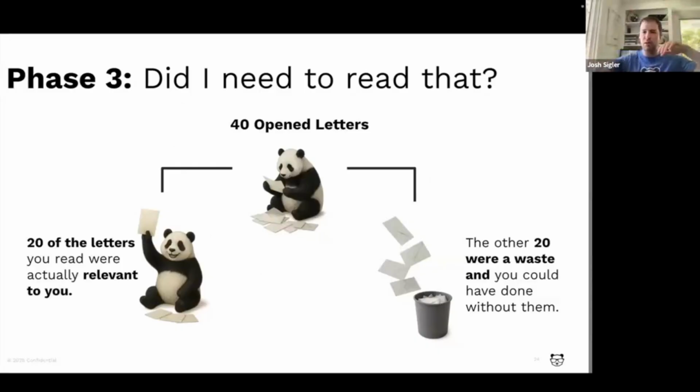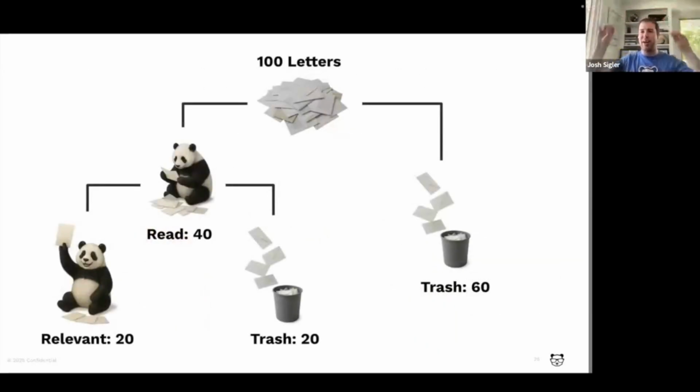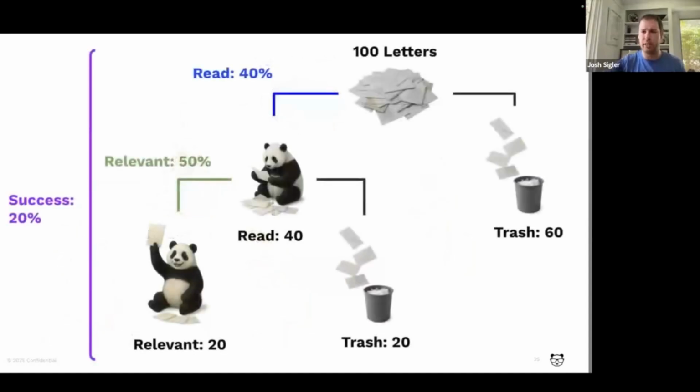So we started at a level of 100 letters at the top when you opened your mail. You read 40, 20 of them were relevant, 20 went into the trash. Now, if we start to look at some conversion metrics here, you could begin to have some KPIs. You could say, I had a 40% read ratio of my mail. I had a 50% relevancy, because of the 40 that I opened, 20 of them I found important. And overall, that gave me a 20% success rate. Of the 100 letters I got, 20 of them were successful, 20%.